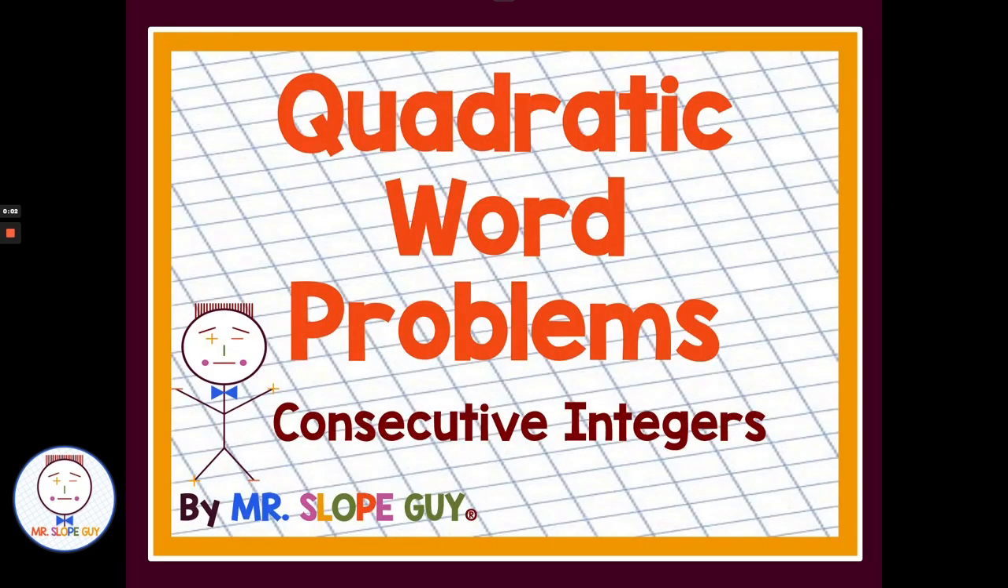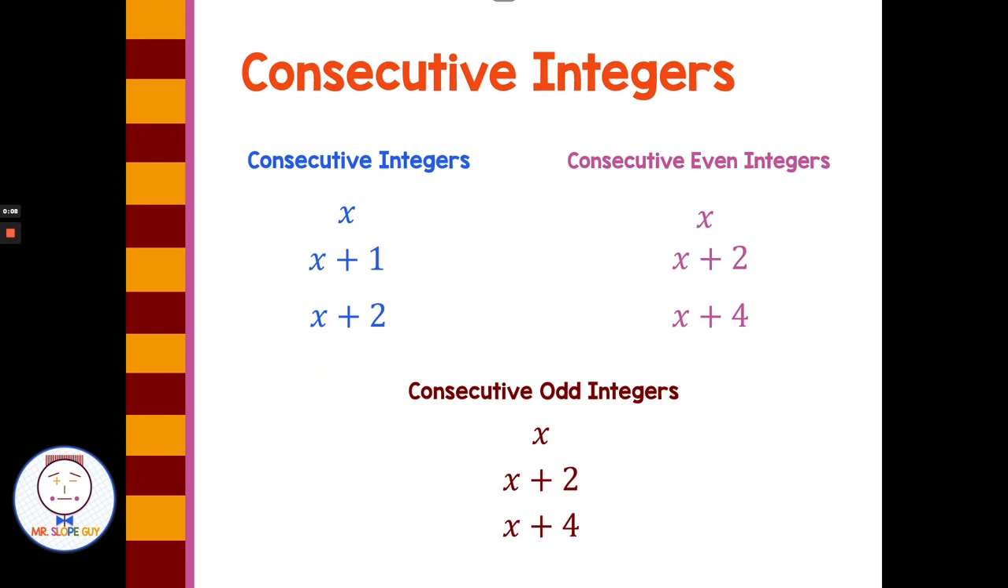So sometimes with quadratic word problems, we run into problems that contain consecutive integers. Consecutive integers are just numbers in a row. So if I start with the number 5, I get 5, 6, 7. Well, if I start with x, the next consecutive integer would be one larger, x plus 1, and then the number after that would be x plus 2.